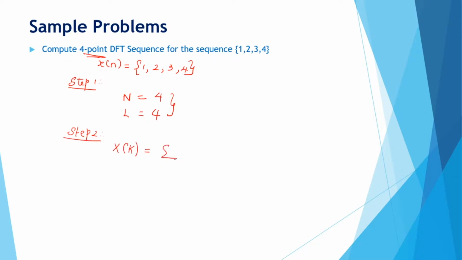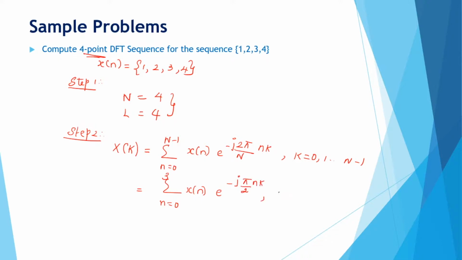So what is the formula for n-point DFT? X of k is equal to summation n equal to 0 to n minus 1, x of n e power minus j 2 pi by n into nk, where k varies from 0 to n minus 1. When you substitute 4, it is e power minus j pi by 2 into nk, where k varies from 0 to 3. Correct?